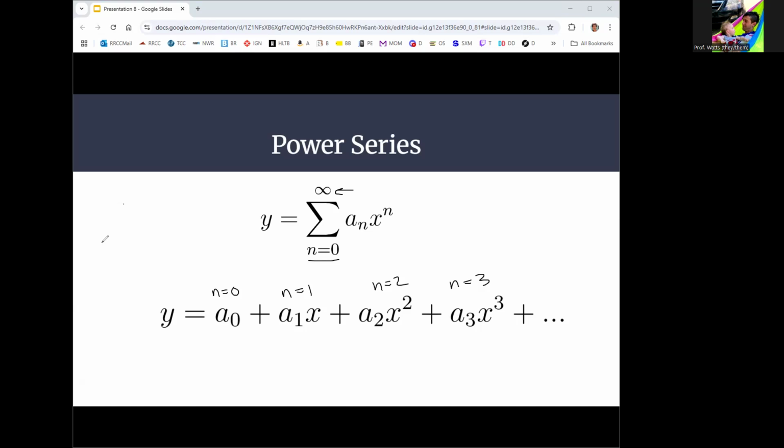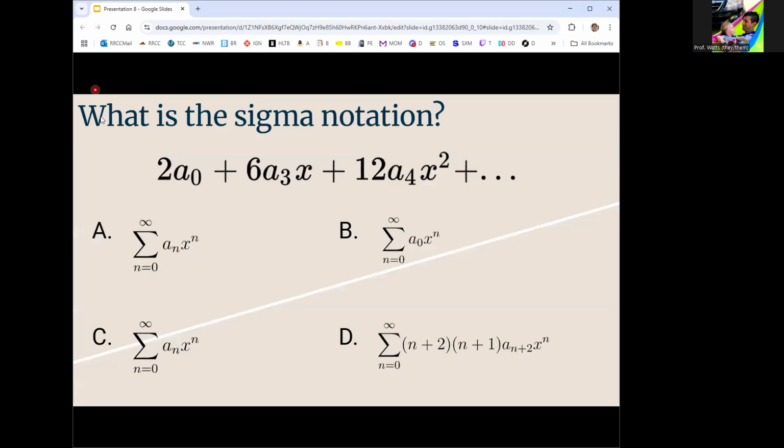But first we're going to need to take some derivatives of this power series. I guess before that, you also want to be able to go from the expanded form back to the sigma notation. So take a second and see if you can identify which sigma notation goes along with the expanded form at the top for that series.